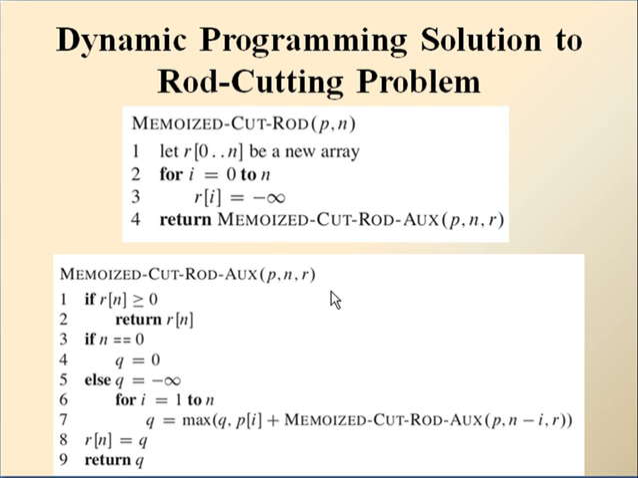So what does memoized cut rod aux do? If r of n is greater than or equal to 0, it will obviously return r of n. If n is equal to 0, then q will be 0. Else q equals minus infinity. Then within this else, for each length of the rod cut, we take a max of q present and p of i plus memoized cut rod aux. This is a recursive call on price p, n minus i, and r. Then r of n is set equal to q, and we will return this to memoized cut rod.